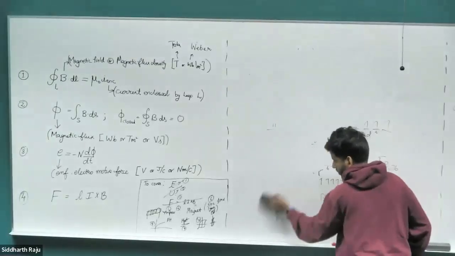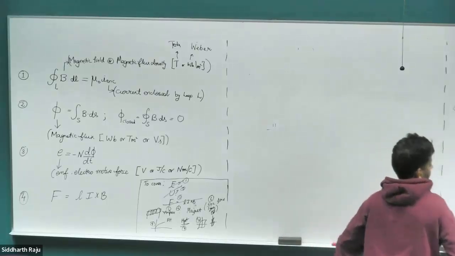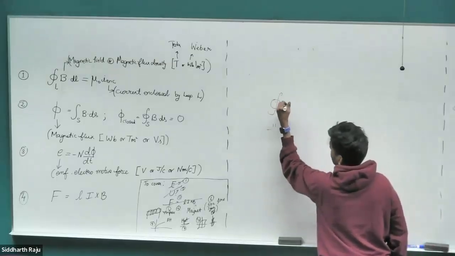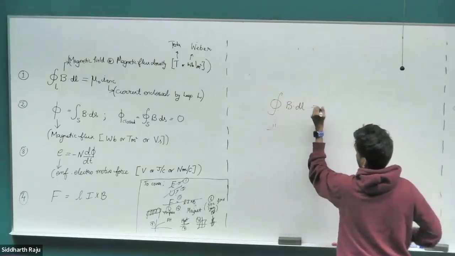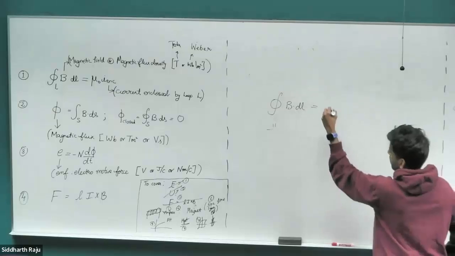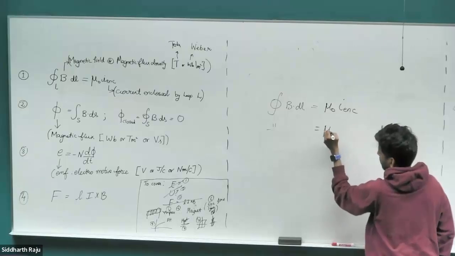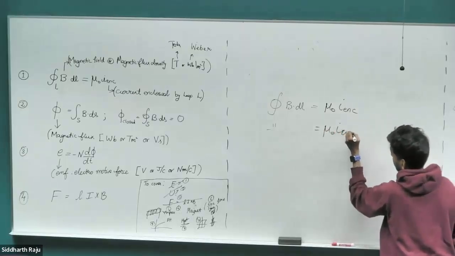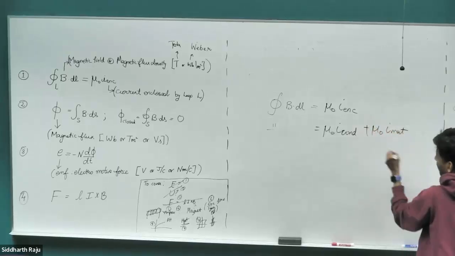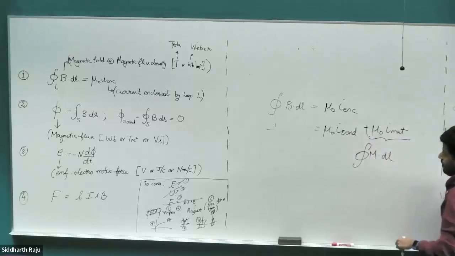So let's go back and replace in our expression. So we have integral B dot dl equal to mu naught times I enclosed. This we are going to break down into mu naught times I conductor, right, plus mu naught times I material. And this term is what we said we are going to now replace with integral M dot dl.